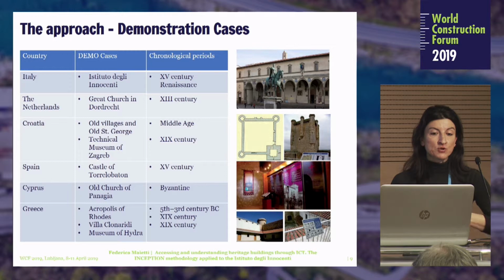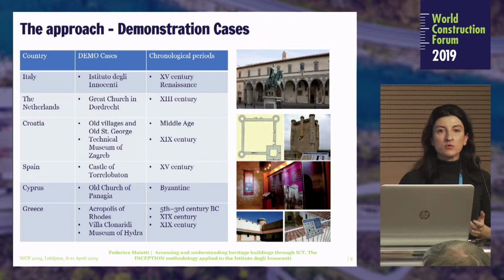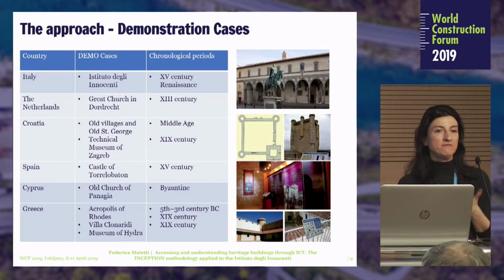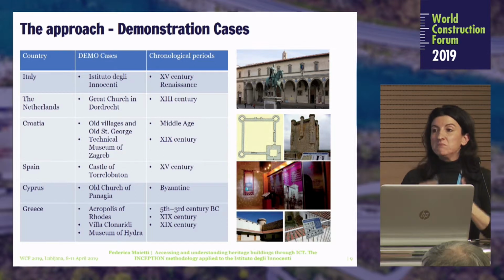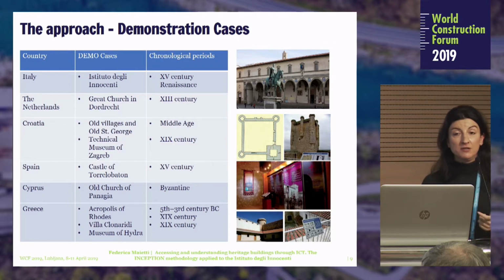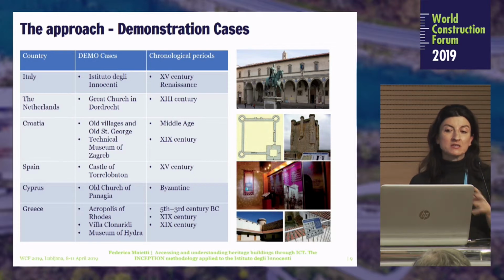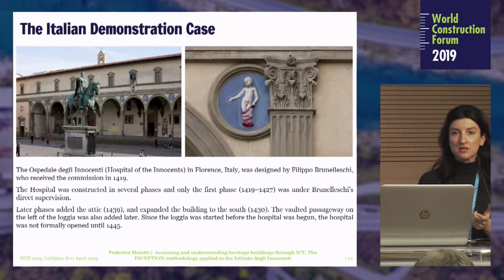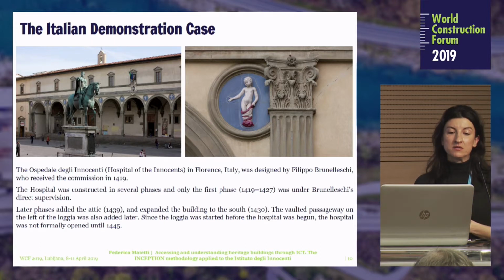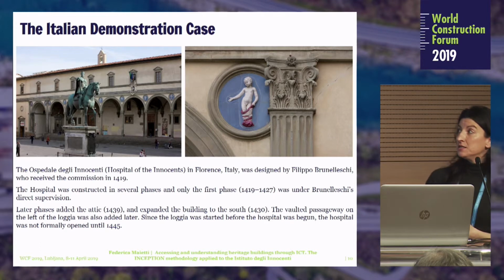The approach of INCEPTION, this overall framework that I summarized, was tested, of course, on 9 demonstration cases. We decided to select demonstration cases according to the criteria of different sites: different typologies, different dimensions, which means working differently from the survey point of view, different states of conservation, different needs from the stakeholders, and so different starting points in order to test all these steps, all these actions that INCEPTION is working on.